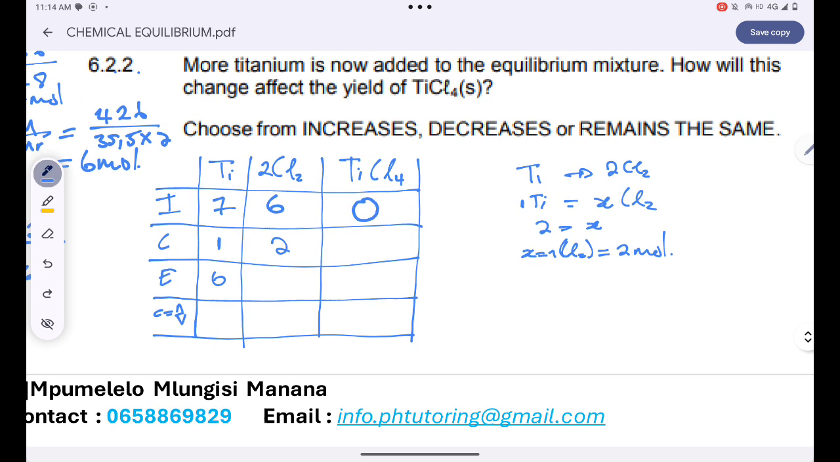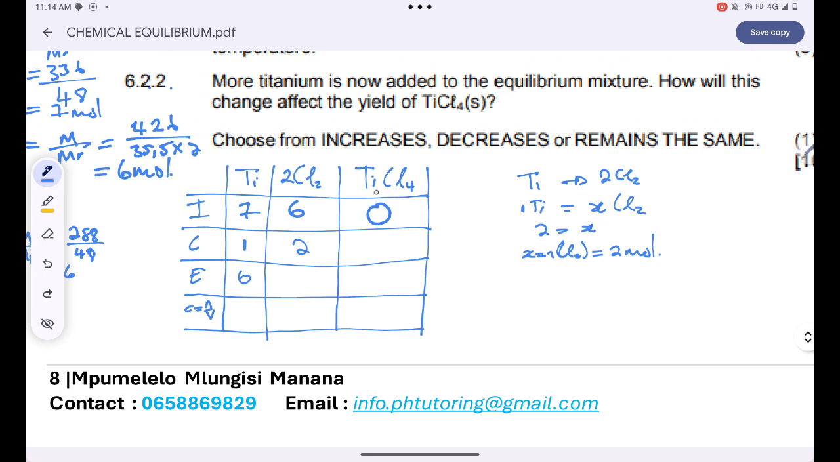Okay, let's do the same thing, guys, for titanium chloride. 1 mole of titanium will produce 1 mole of titanium chloride over there. So since the ratio is just 1:1, that means the number of moles of products that will be formed will simply be the number of moles of titanium that will be used. Since the ratio is just 1:1, right? So I'll simply have 1 over there.